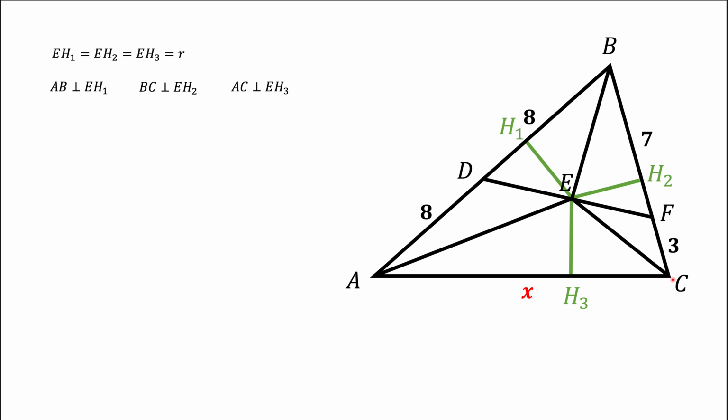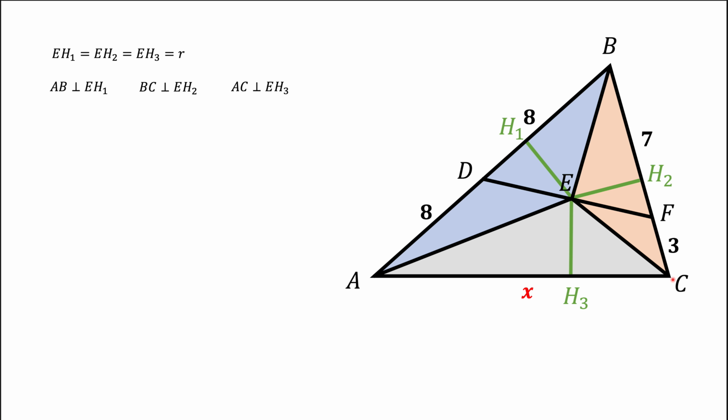So let's get rid of the circle, we don't need it anymore. And what we're going to do now is calculate the area of the big triangle ABC. And we're going to do it by splitting it into three triangles: blue, orange, and gray.